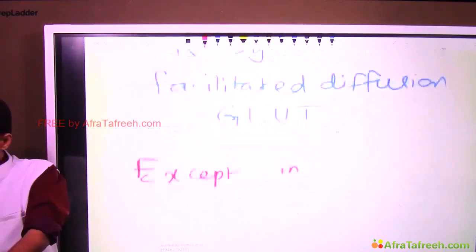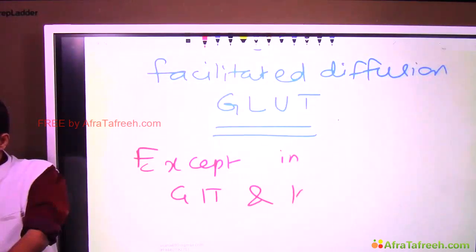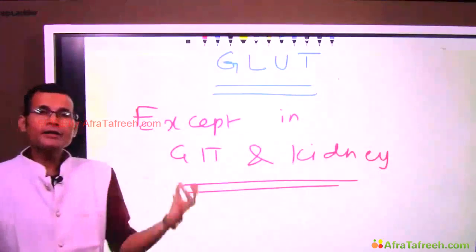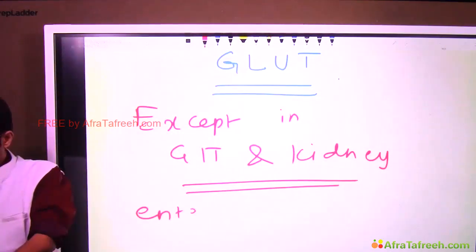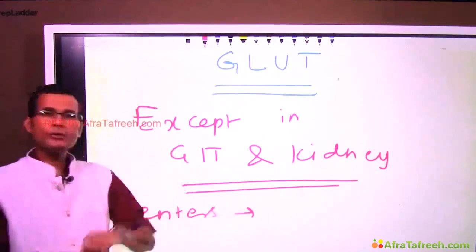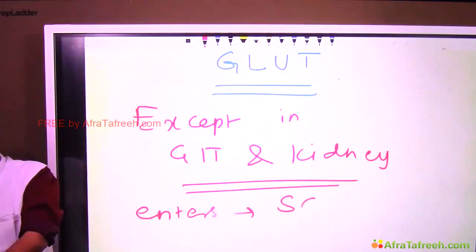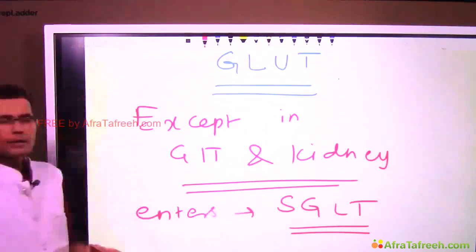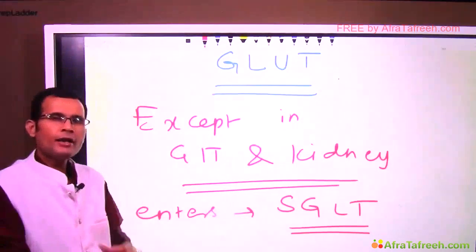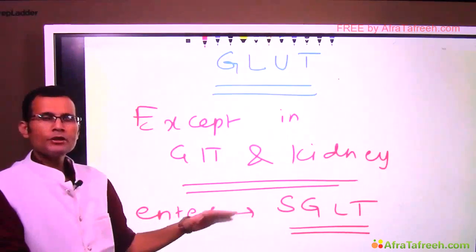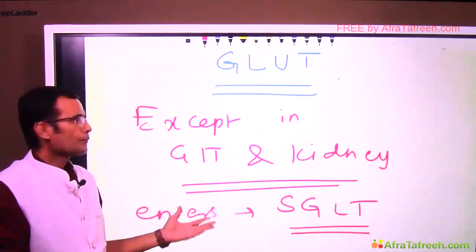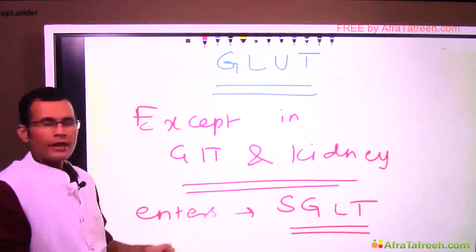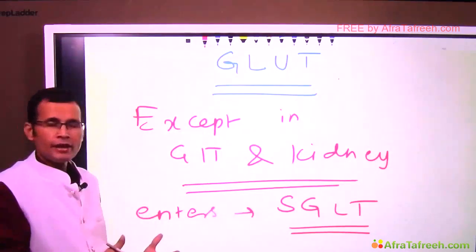In GIT and kidney. Except at these two places, glucose enters the cell by secondary active transport, which is called SGLT, sodium glucose transport. Now the question is, why is it that in all the places of the body glucose enters the cell by facilitated diffusion, and only in the GIT and kidney it is by secondary active transport, using some other carrier? Why is it like that?